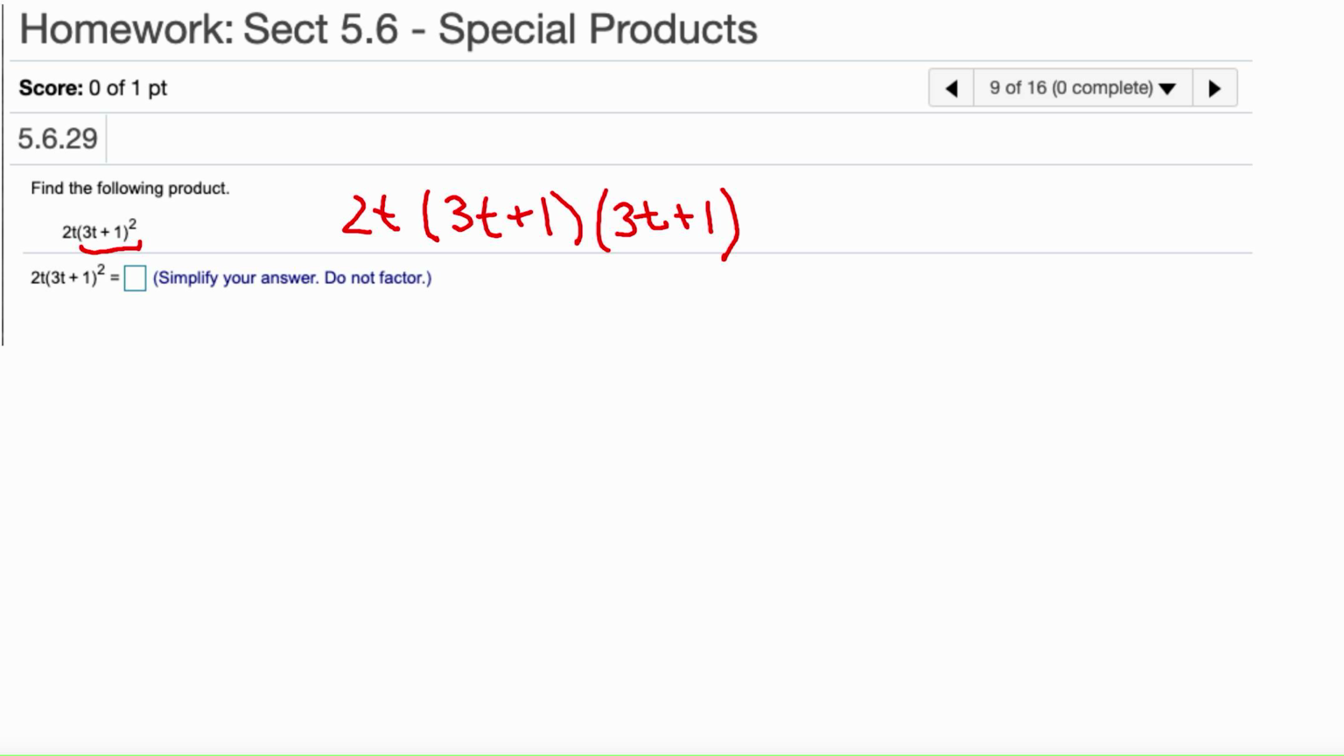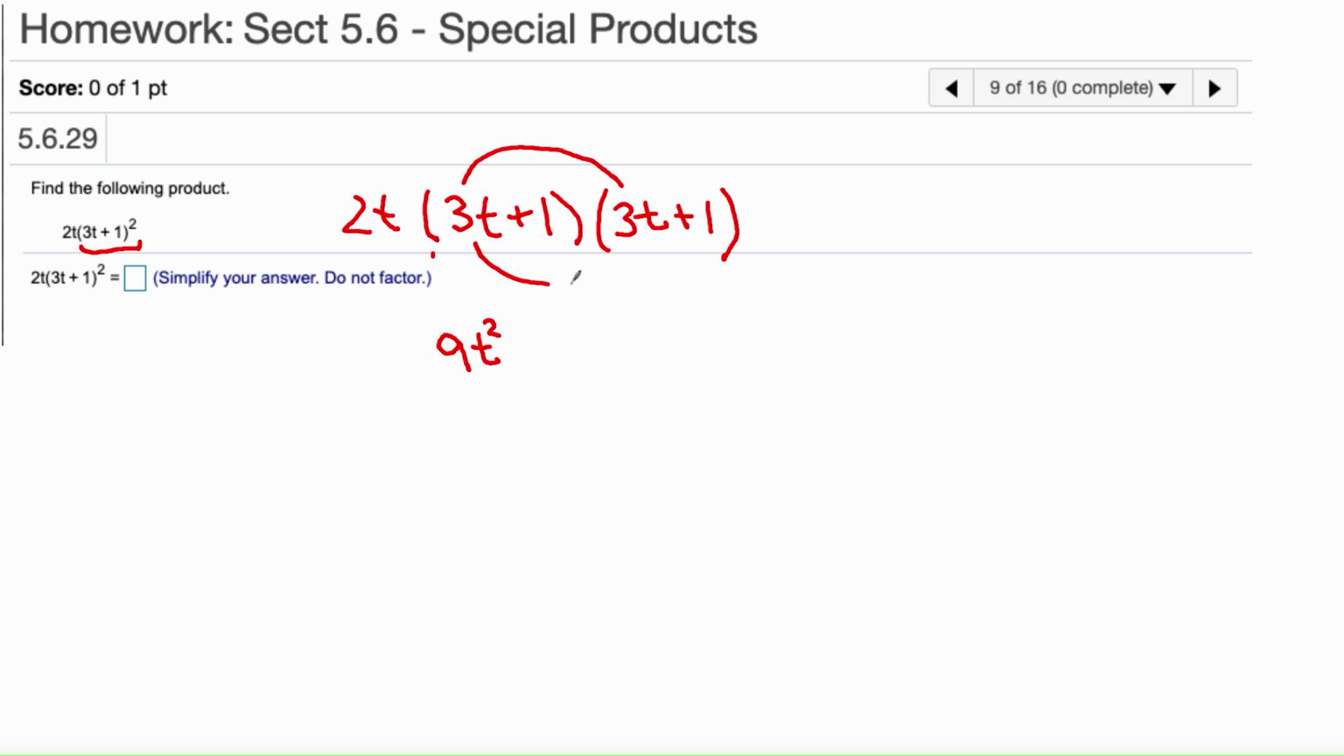Okay, so the first thing I'm going to do, so remember multiplication, the order doesn't matter. I can multiply whatever order I want. So I'm going to multiply these 2 binomials times each other first, and I'm going to do the FOIL method. So my first term times my first term would give me 9t squared.